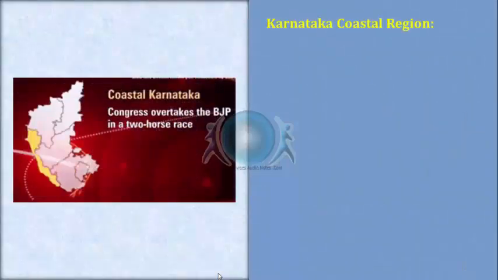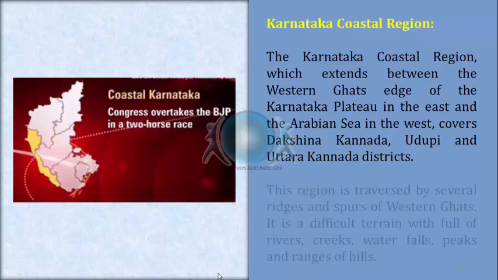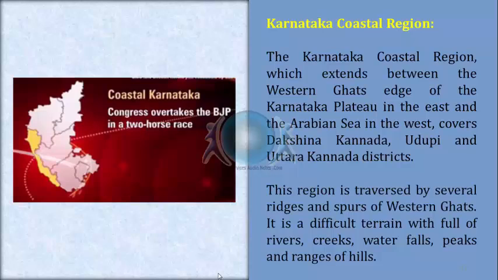Now finally, let's have a look at the Karnataka coastal region. The Karnataka coastal region, which extends between the Western Ghats edge of the Karnataka Plateau in the east and the Arabian Sea in the west, covers Dakshina Kannada, Udupi and Uttara Kannada districts. This region is traversed by several ridges and spurs of the Western Ghats. It is a difficult terrain full of rivers, creeks, waterfalls, peaks and ranges of hills.